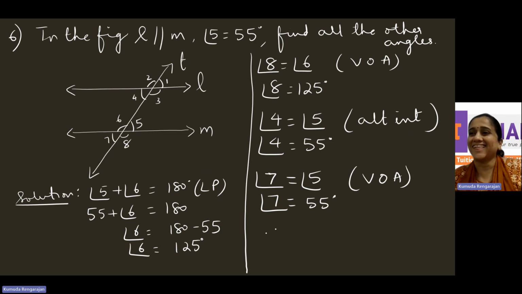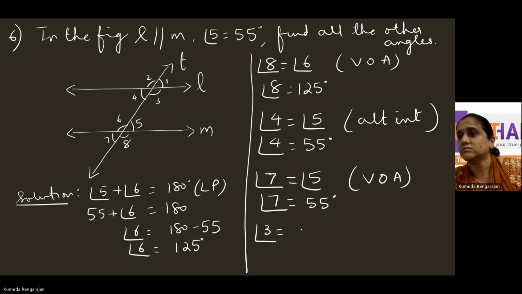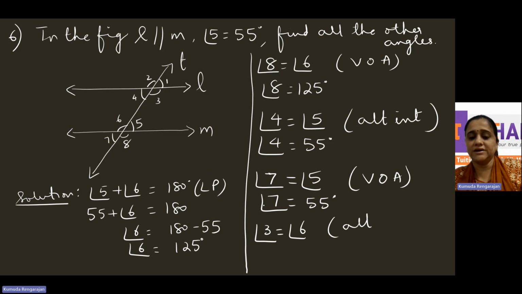Okay. Navneet? Angle 3 you want to find. Angle 3 is equal to angle 5. No, 3 is equal to what? Angle 3 is equal to angle 6. What's the reason? Alternate interior angles are equal. So angle 3 is equal to 125 degrees.